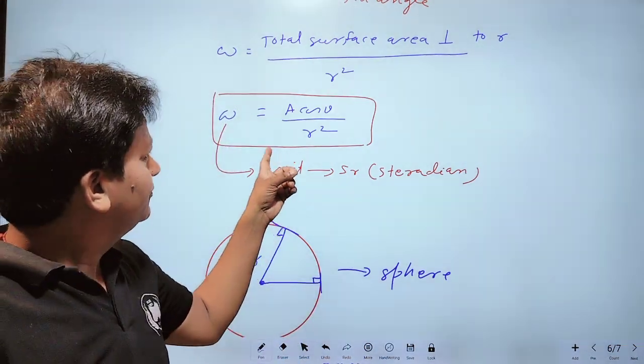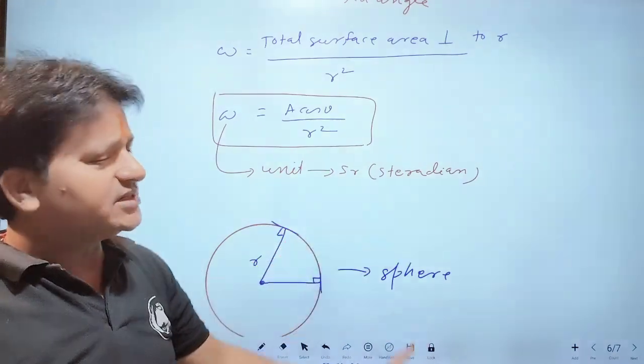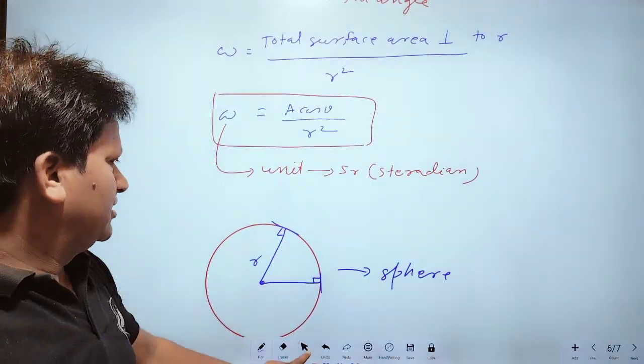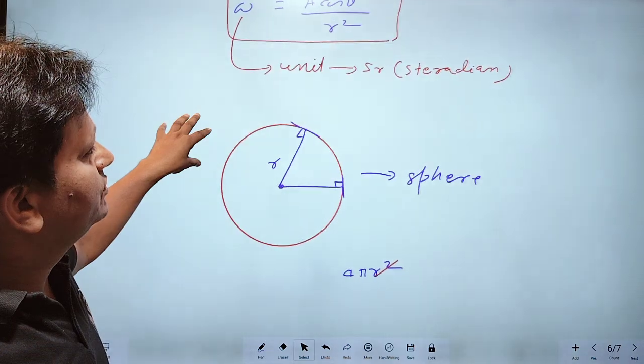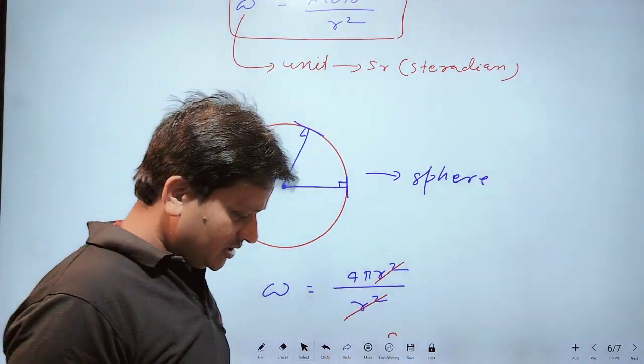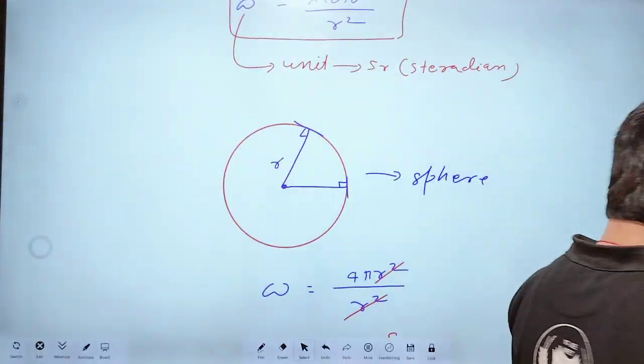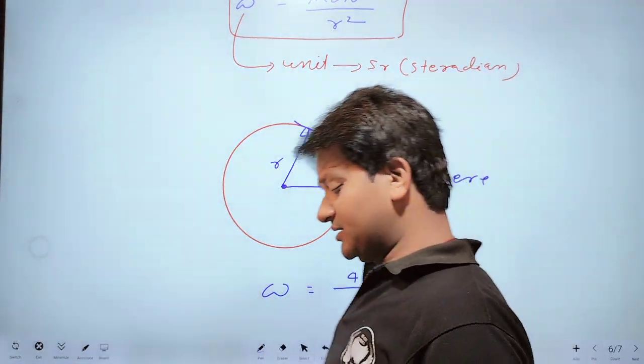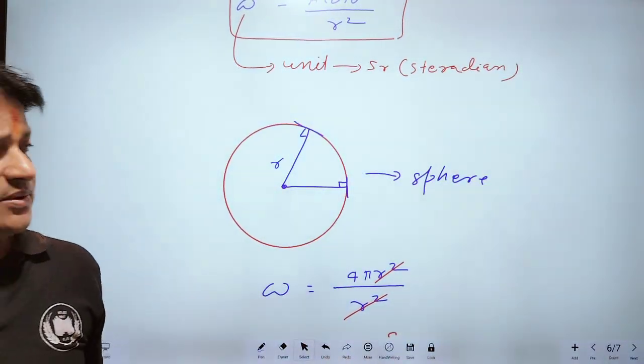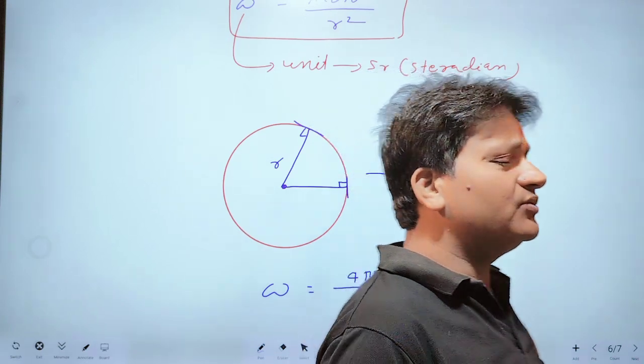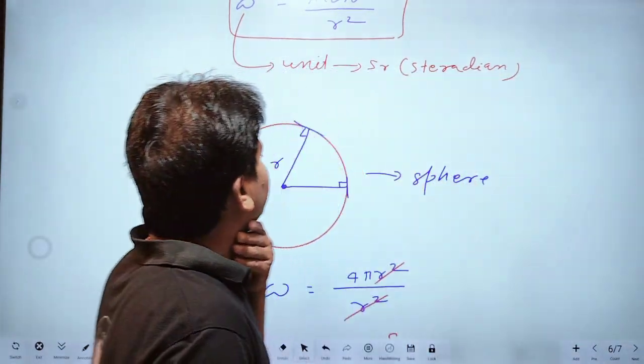The unit of solid angle will be ST radian. If you denote a unit by using two letters, then the first letter will be capital and the second letter will be small.